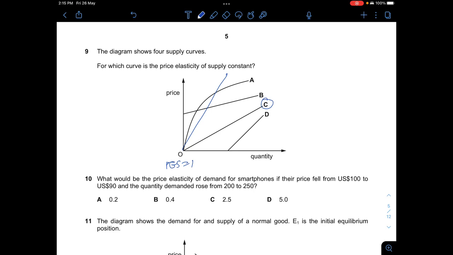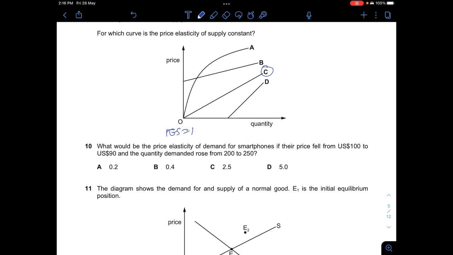All the others here, if you look at A and B, for example, you'll see that A is curved up. So this one is not constant, it is actually changing. Same goes for B. So C is the one that has a constant PES because of a straight line, but A is curved, so the PES is not constant. Same goes for B and D. You know the lines are straight, but they don't start from 0, they start from different values. So the PES is not equal to 1, right?